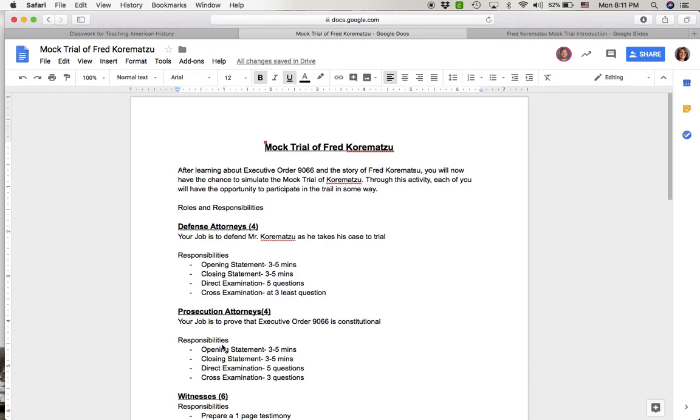So that is the responsibilities of the prosecution and the defense attorneys. They're both the same. You will have a team of 4 to 5 people. You can work together to collaborate to get this accomplished for Friday.